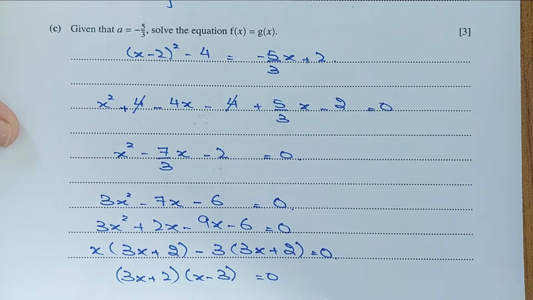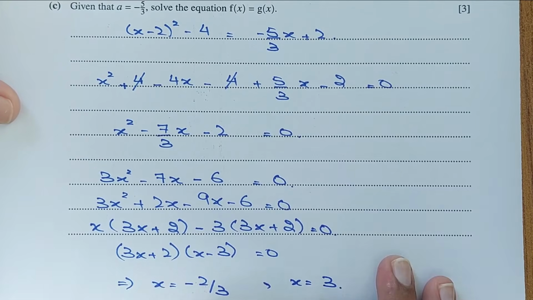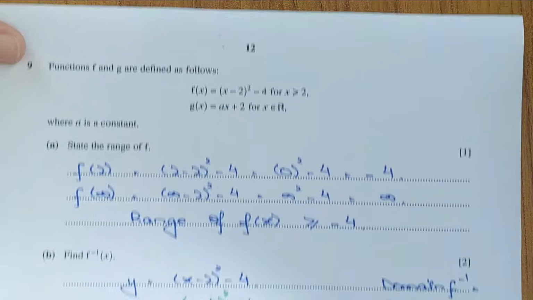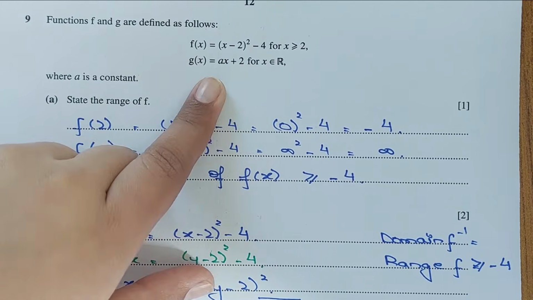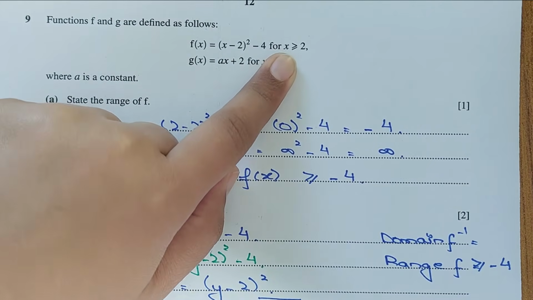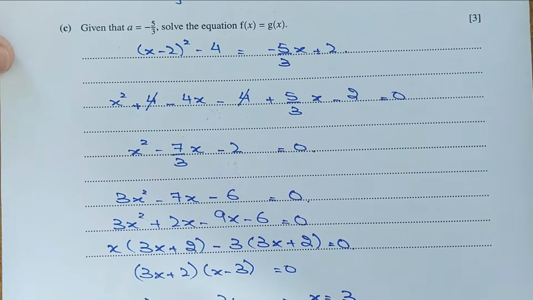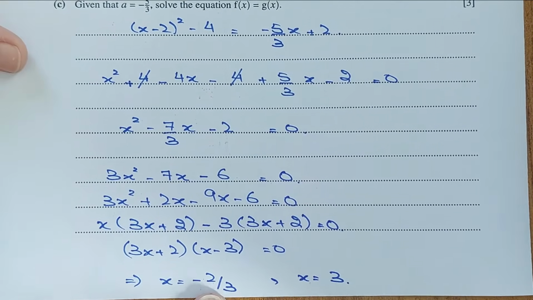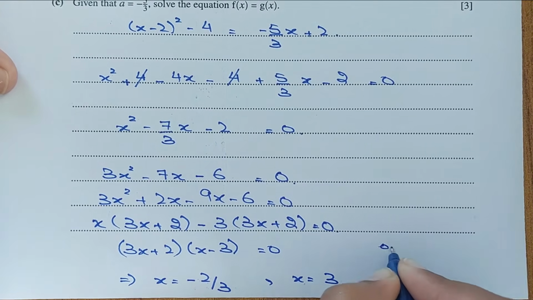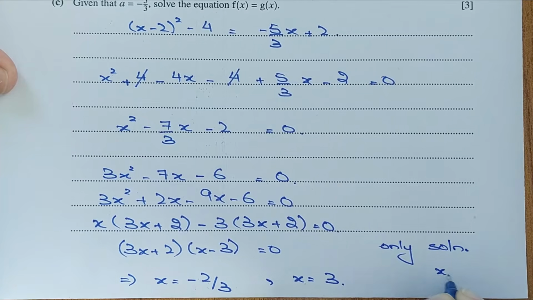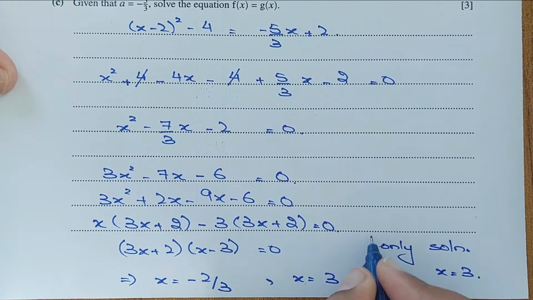Right, so which one do we have to consider, -2/3 or +3? We have to solve the equation when f of x equals g of x. We are given that the domain of g of x is all real numbers, but the f of x value should be greater than or equal to 2. So 3 is okay, but this is the negative one. Right, so we can say that the only solution is x equals 3.